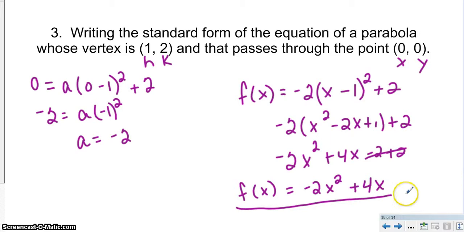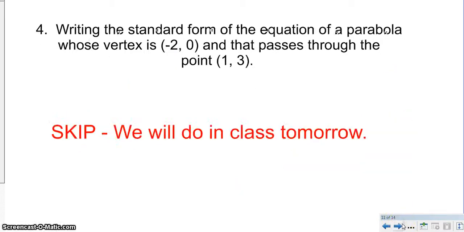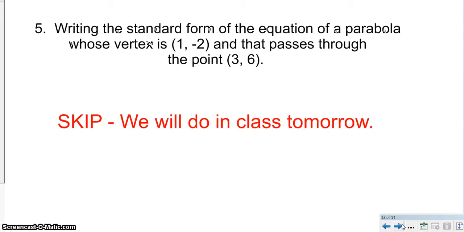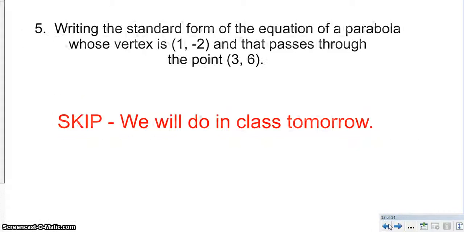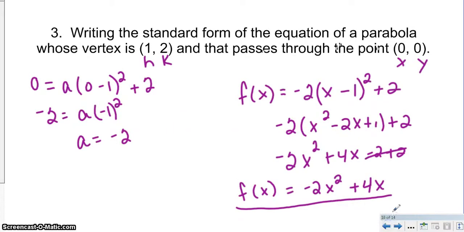So hopefully none of this has been new. It's just a quick review. I apologize if I'm talking very quickly as well on this. I'm sorry about that. All the rest of the problems, so 4 and 5 and then the application word problems, you can skip all of them, and we'll do them in class tomorrow together as an extension of our notes for this section. So if you can just stop at number 3, make sure that you've gotten all of the notes that are necessary up to this point, and let me know if you have any questions tomorrow when you come to class.